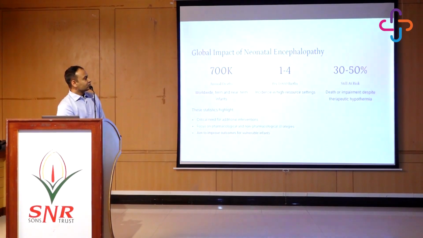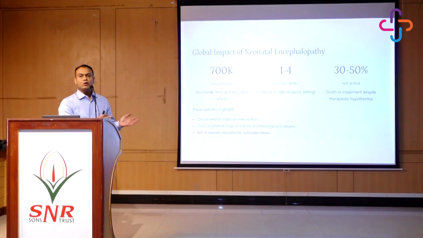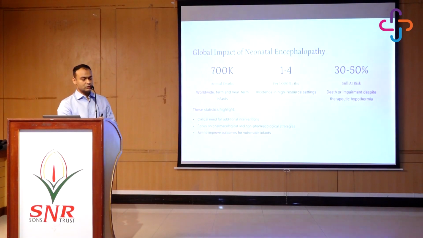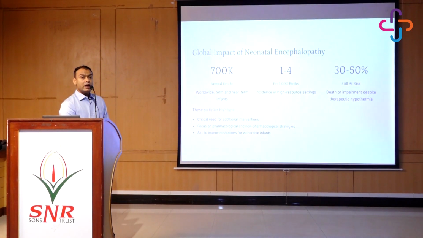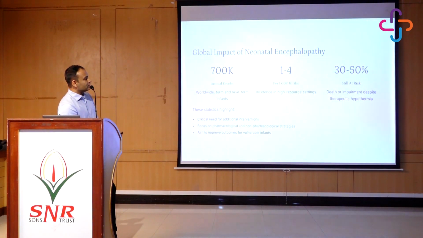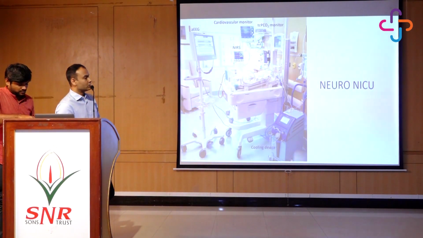Even though we have a new treatment called hypothermia, where we do total body cooling for babies who are asphyxiated to decrease the brain injury, we still have around 30 to 50% who will have long-term bad outcomes even in this group. So the whole research now is to see how to improve their monitoring and treatments so that this number can come down. So this is how a new neuro ICU, neuro NICU, would look.